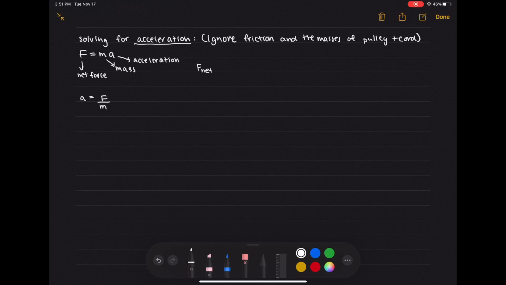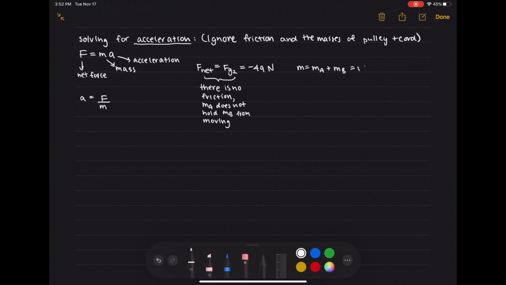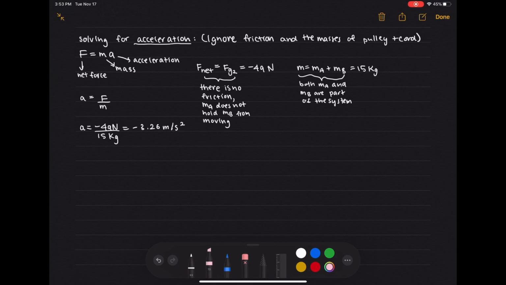There is no friction, and since block A does not hold block B from moving, we can use the force of gravity on block B as the net force, which is negative 49 newtons. The mass equals both blocks since they are part of the system, which is 15 kilograms. So to calculate the acceleration of the pulley system, we take the mass of both blocks, 15 kilograms, and the net force, negative 49 newtons, and plug them into the equation to get the acceleration, which is negative 3.26 meters per second squared.